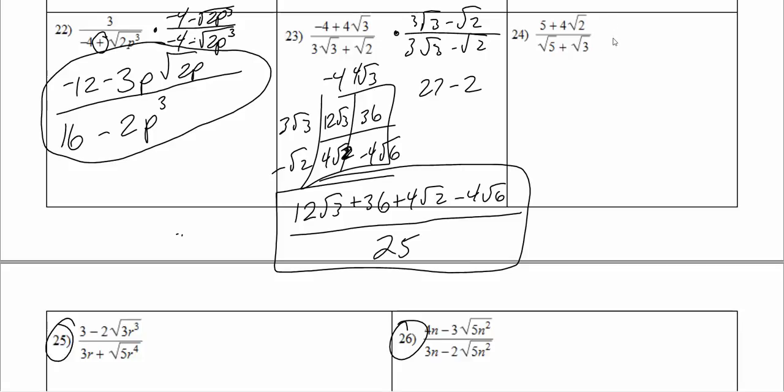Let's go on to 24. Multiply by the conjugate. The conjugate is root 5 minus root 3, root 5 minus root 3. Top, I've got to put into a box.